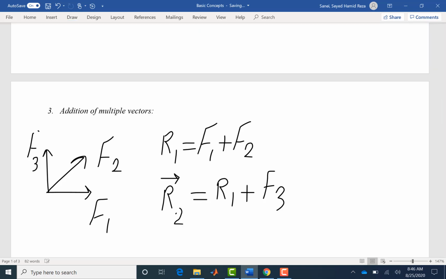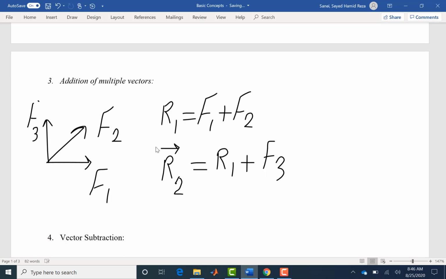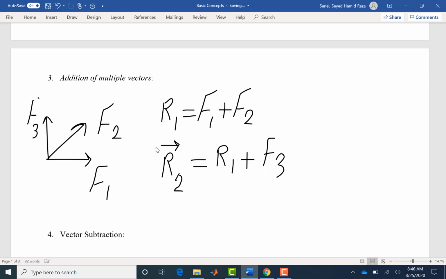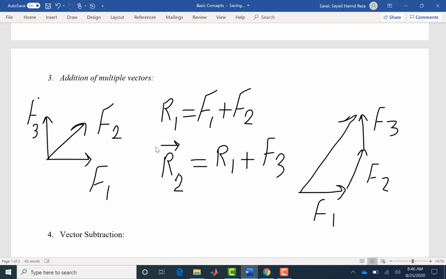I'm going to call it R2, or the total resultant. So you just add them one by one. Or if you're using a triangular rule, you could just add them one after another. You could add F1. This is my force F1. Then I will add F2. Then I will add F3. That would be my resultant.